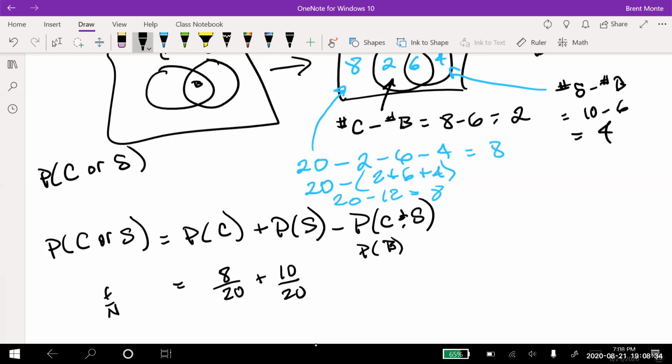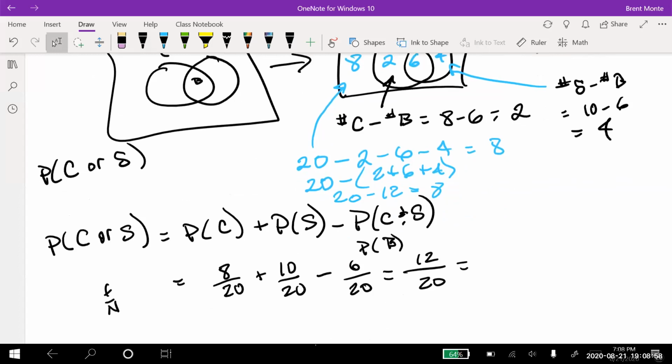And then what's the problem? The cream and sugar we counted twice. So we have to subtract that away. That's the 6 out of 20. And now we get 8 plus 10 is 18, minus 6 is 12 out of 20. And then we can reduce that however we want to do that. It's 6 out of 10. I guess we can reduce that also. It's 0.6. I'll just leave it as 0.6. Instead of a reduced fraction, we could reduce it to 3/5 if you'd like to, but it's 0.6.